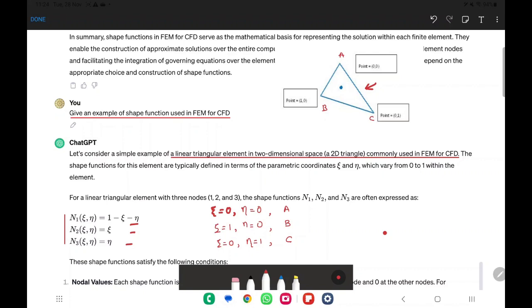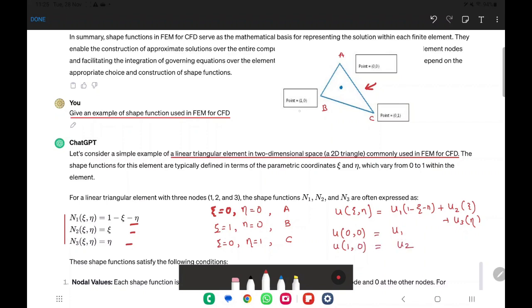Okay. Now, if you want to find out the value of u at xi, eta, it is found out like this: u1 into (1 minus xi minus eta) plus u2 into xi plus u3 into eta. Now you put the values of xi and eta here. Suppose xi and eta are equal to 0, so u at (0, 0) will become u1, right? And if you want to find out u at (1, 0), that will become u2.